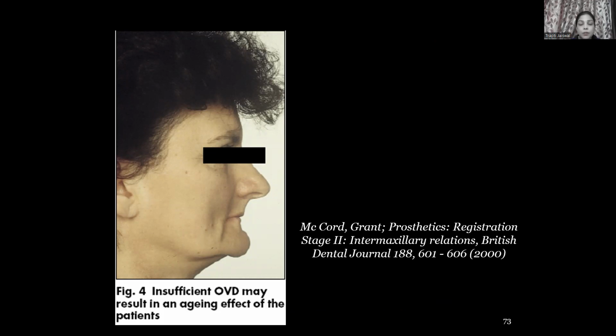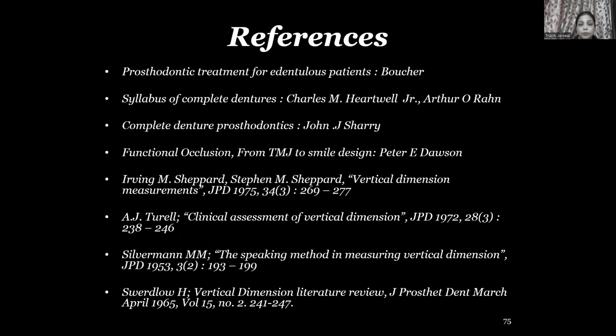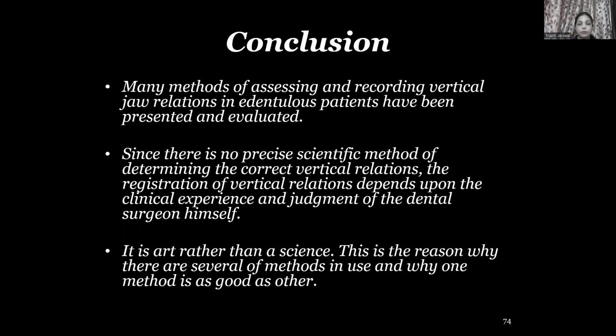See this aging effect of the patient. So we are restoring the aging effect which is caused due to edentulousness. If there is insufficient vertical dimension of occlusion, then we will not be able to restore it, and it will result in more aging effect. Now, concluded, there is no precise scientific method of determining the correct vertical relation. Registration of vertical relations depends upon the clinical experience and judgment of the dental surgeon himself.